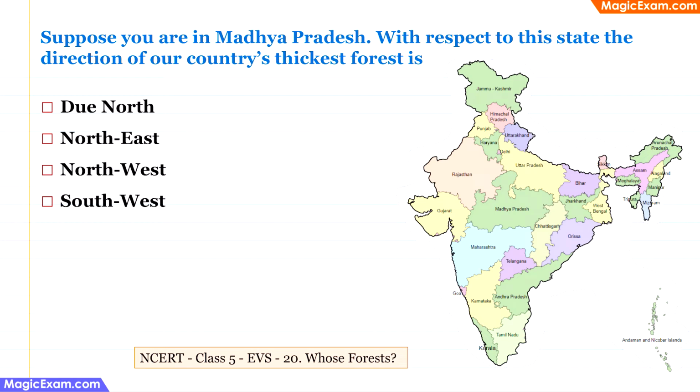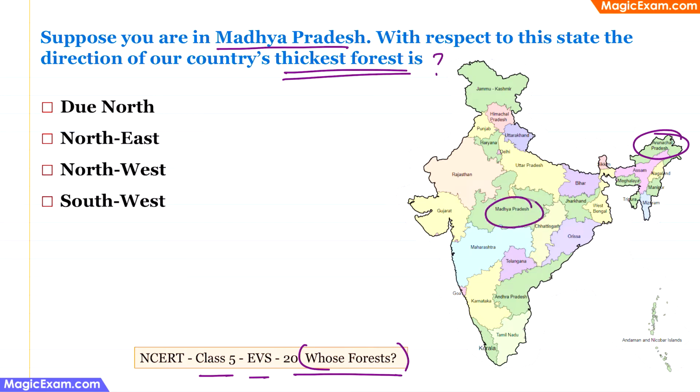Suppose you are in Madhya Pradesh. With respect to this state, what is the direction of our country's thickest forest? Now, this is a question that has been taken from the class 5 EVS chapter 20 called Whose Forests? In this particular lesson, it has been mentioned that the thickest forests in India are in Arunachal Pradesh. So, if you look at the direction of Arunachal Pradesh with respect to Madhya Pradesh, you'll see that it will be towards the northeast. In fact, all these states are called the northeastern states. Therefore, the correct answer here is northeast.